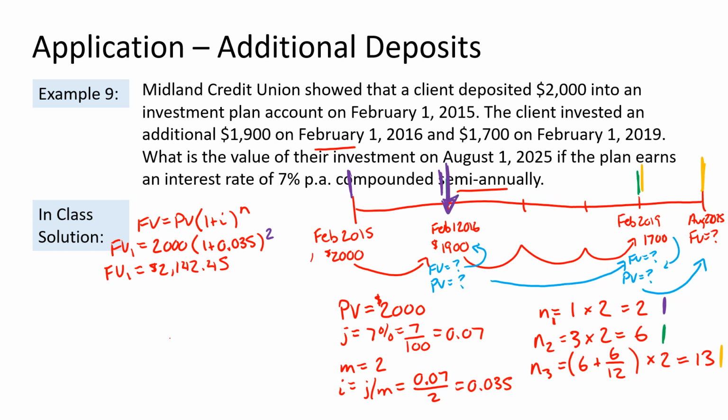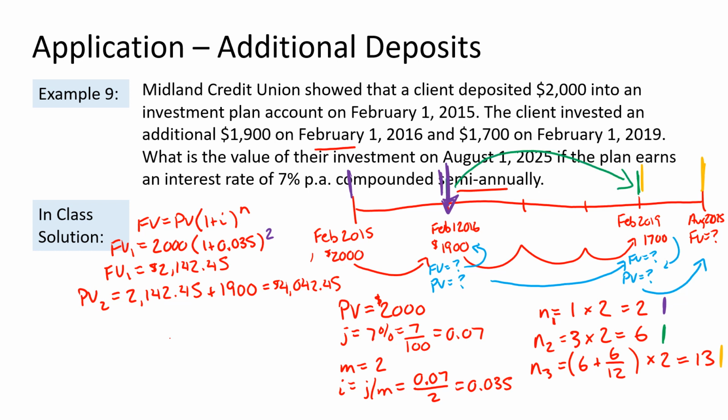So at that point, our initial investment is worth $2,142.45. Now we add another $1,900. Picture we're at 2016. Our present value for this second calculation is the amount of money we have so far, $2,142.45, plus the additional money that we're adding, $1,900. That puts us at $4,042.45.